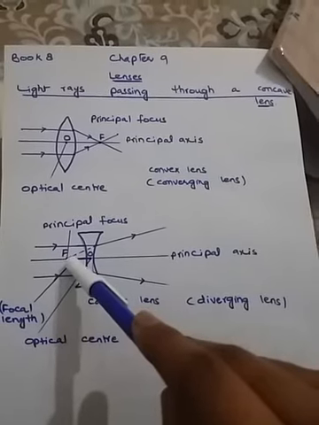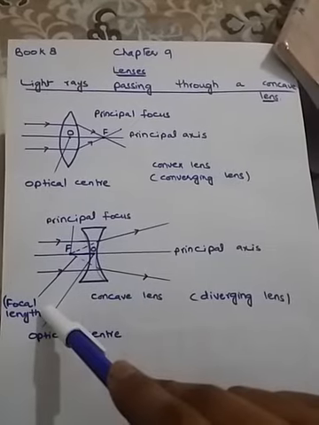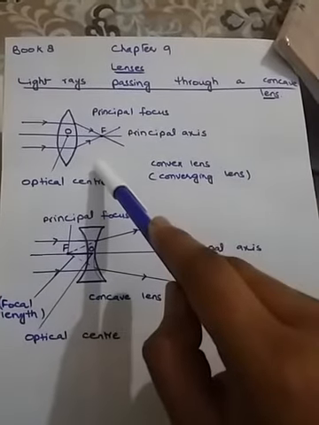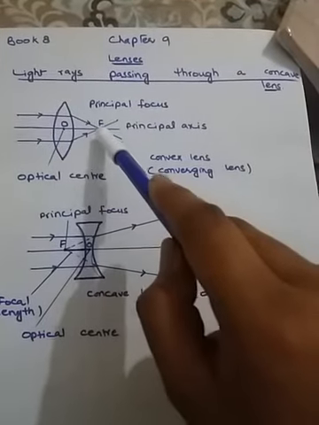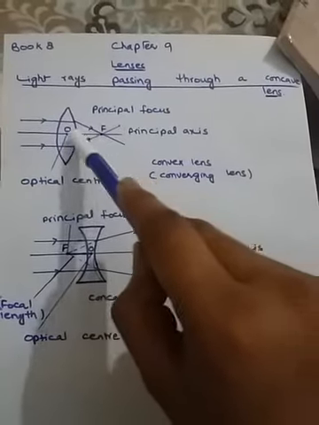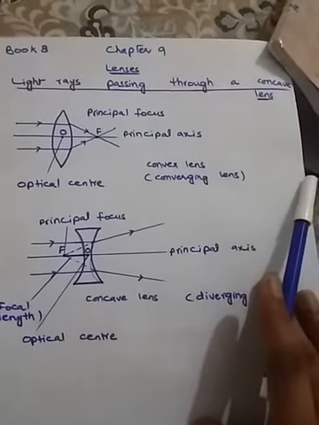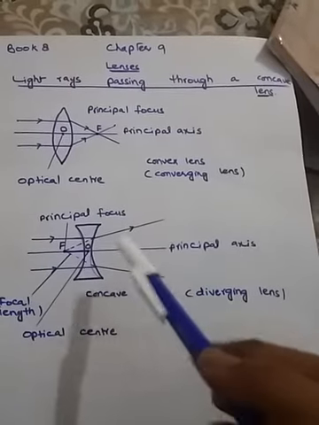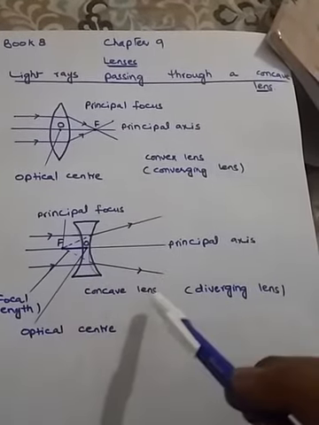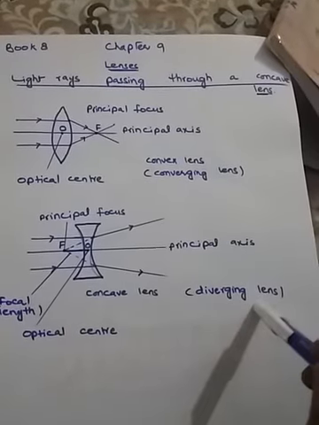Now, the distance between principal focus and optical center is known as focal length, same as in this convex lens. The distance between optical center and principal focus is known as focal length. As concave lens is not converging the light rays, it is diverging the light rays. That is why another name for concave lens is diverging lens.